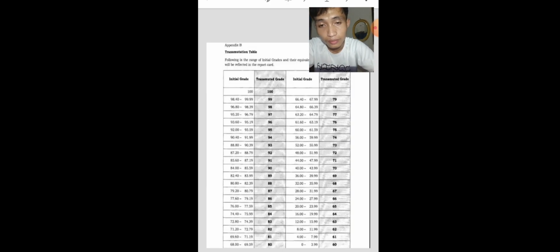Then step 4, add the weighted scores for each component. So the result will be the initial grade. So in step 5, we transmute the initial grade using the transmutation table. So kanisha, transmutation table.